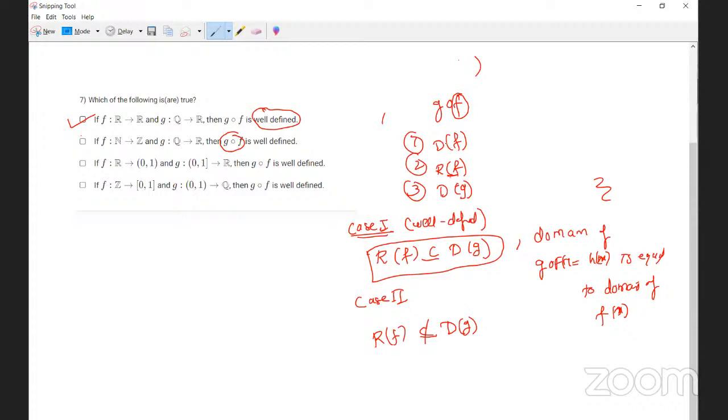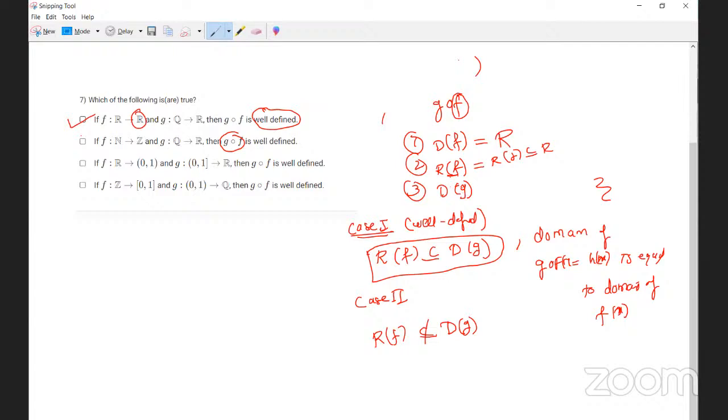What is the domain of f here for the first option? Real number, R. Range of f is R, so it is a codomain, right? The range will be a subset of this particular R.